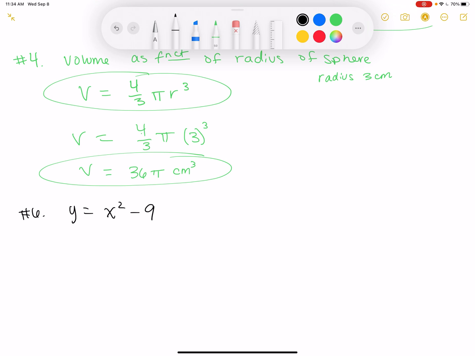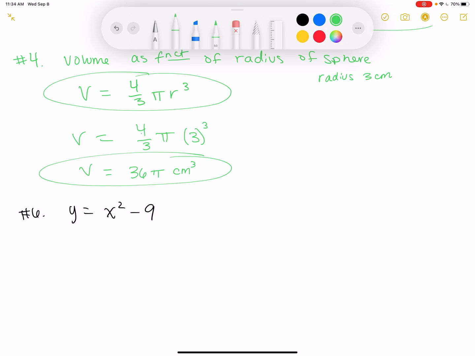Got all kinds of stuff going on here. Clear a bunch of stuff. So we'd put in the x squared minus 9, and I would just do zoom standard. Okay, so with this one, we've got a parabola that has been shifted down 9 units.